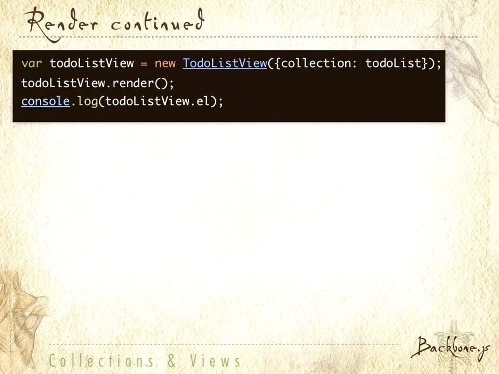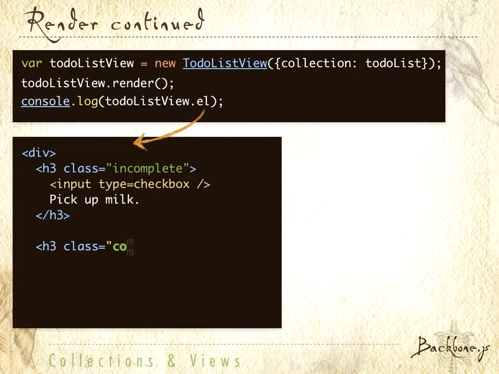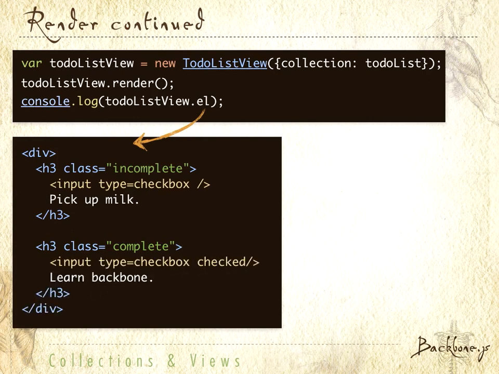First, we'll create a new instance of the collection view, passing in our to-do list collection. Then we render it, and when we print it out to the console, you can see that we've got both model views inside of the collection view's top level element.